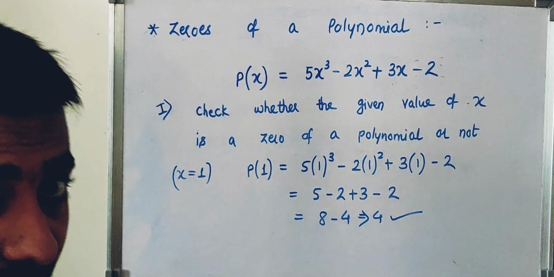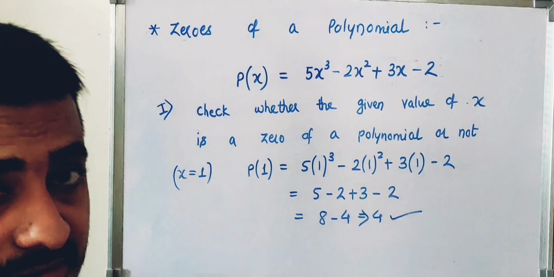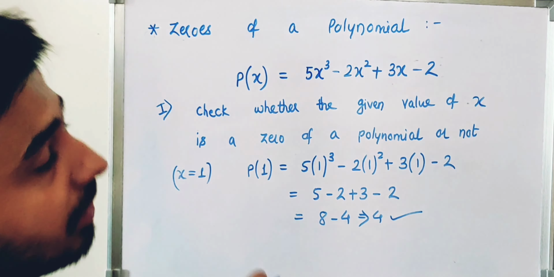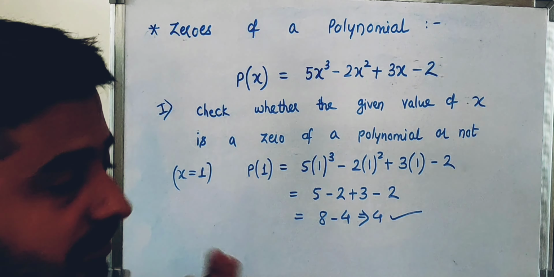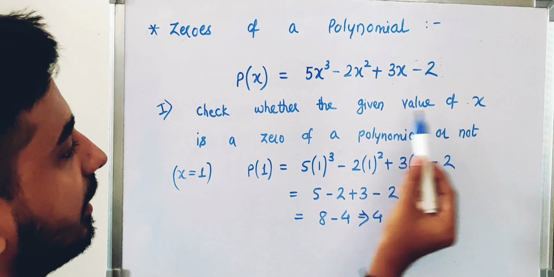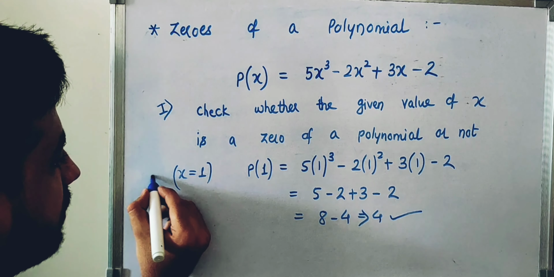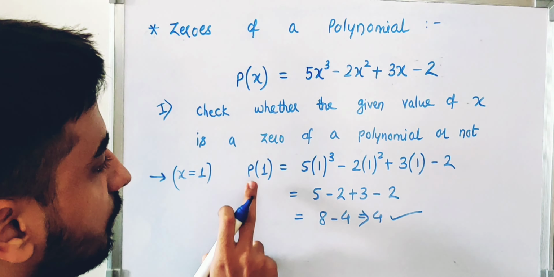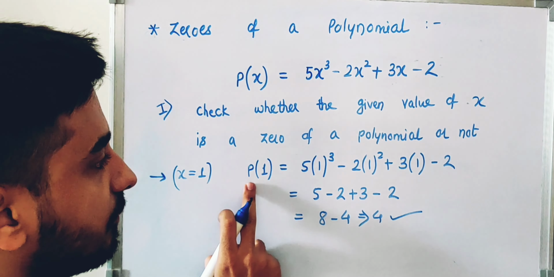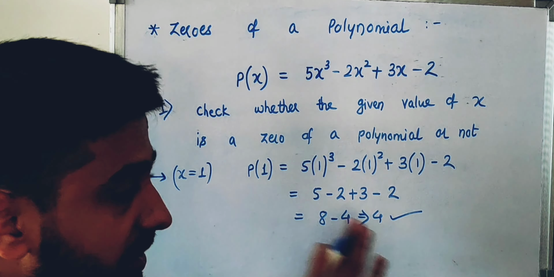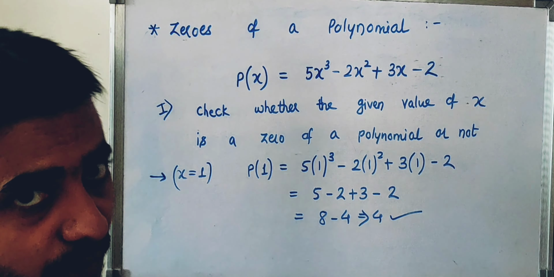Sir, is there any direct way to find the zero of a polynomial? Yes, there is a direct way. But we are going to discuss question-wise. This is the first type of question. Check whether the given value of x is a zero of the polynomial or not. And what is given? X equals 1 is given. So we have put 1 in place of x, that is p of 1, and the answer is coming 4. The answer is not coming 0. So this is not a zero of the polynomial. Clear?